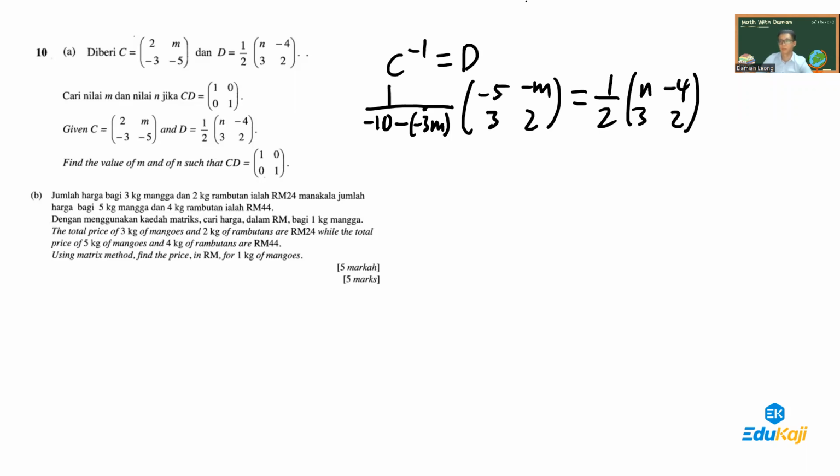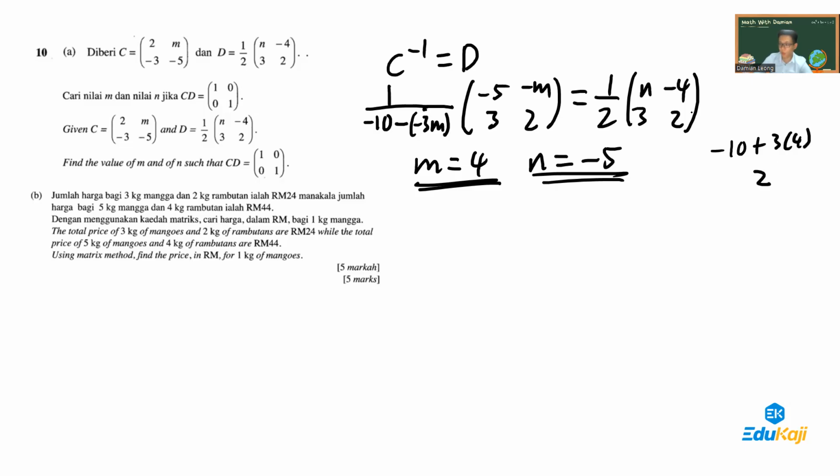So if I compare, M is 4 and N is -5. Just to double check, -10 plus 3 times 4, you will get 2, which is the same as this 2 here. But I can just directly compare here, this with this, this with this.